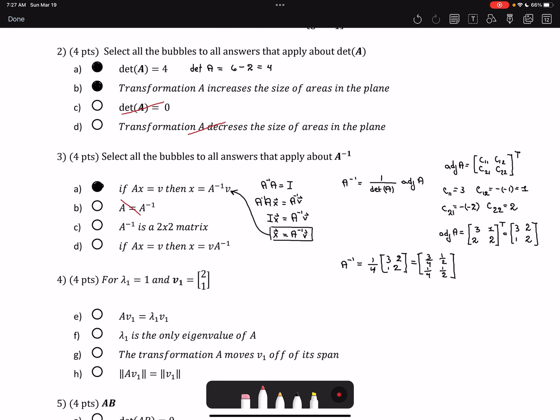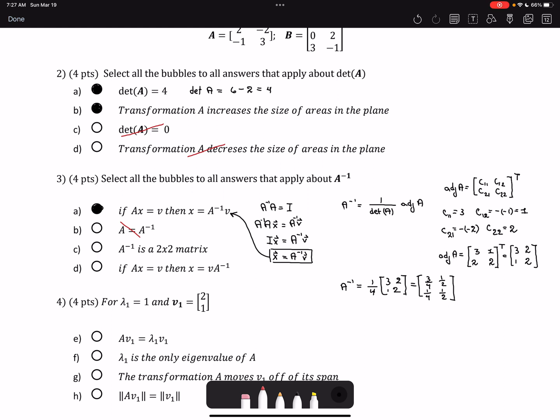A inverse is a 2x2 matrix. This one's a 2x2, and the inverse retains the dimensions. Indeed, this is also a 2x2. So this one actually applies, and so I can bubble it.